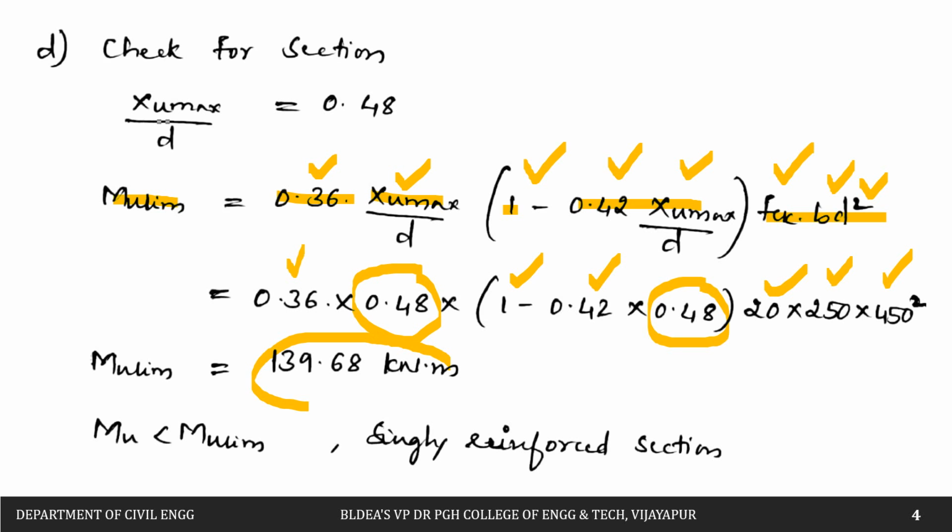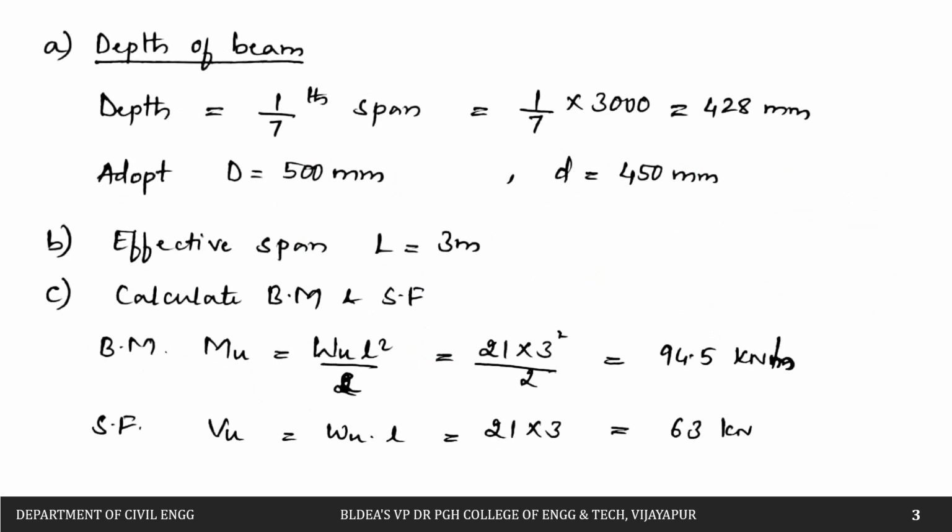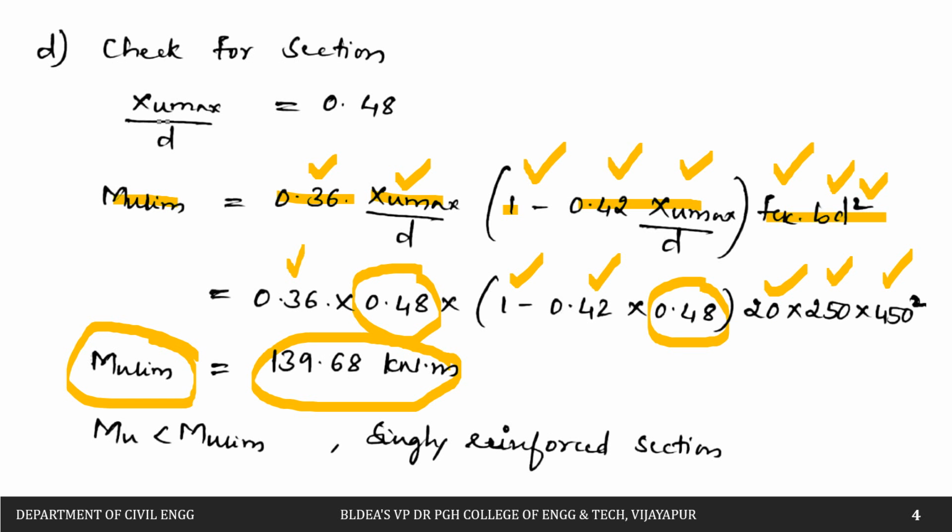If you simplify, we are going to get 139.68 kilonewton meter. This is the limiting moment. But what actual moment do we have? 94.5 is going to come. So 94.5 is less than 139.68. Therefore MU is less than MU lim, and so we can design this section as a singly reinforced section.